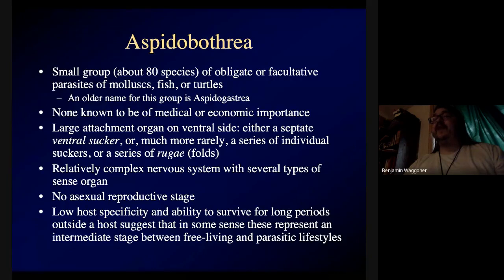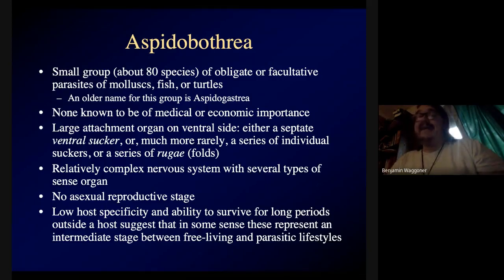So this suggests that in some sense they represent an intermediate between free-living and parasitic lifestyles. They are parasitic, but they can live for long times on their own. They're not tightly adapted to any one particular host. So they're parasites, but they're not really 100% committed. They're just kind of trying out the lifestyle to see if they like it.